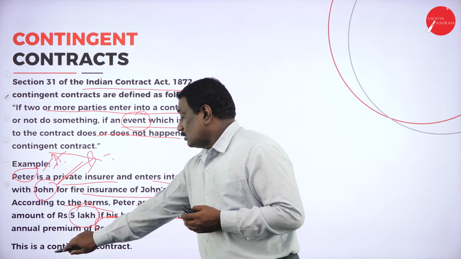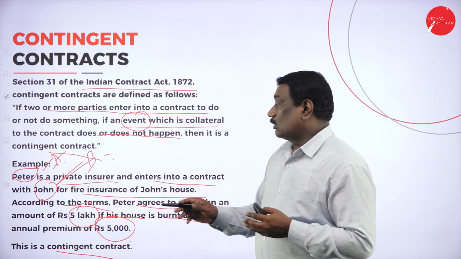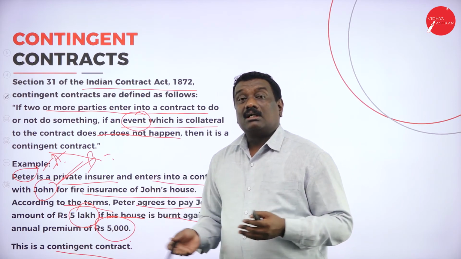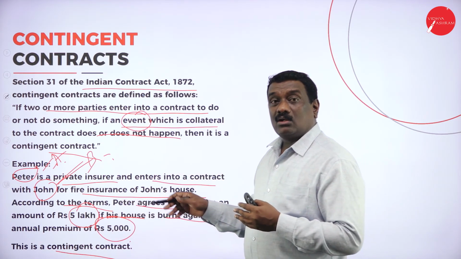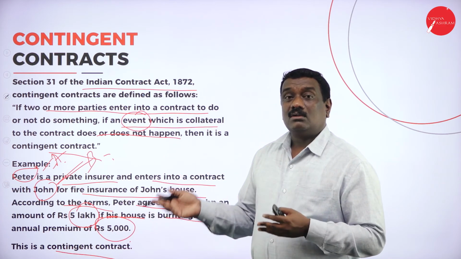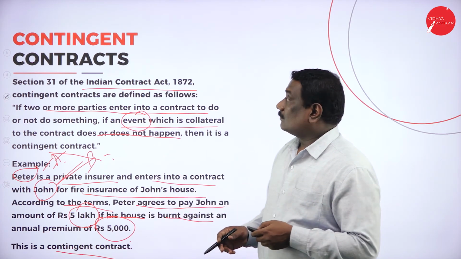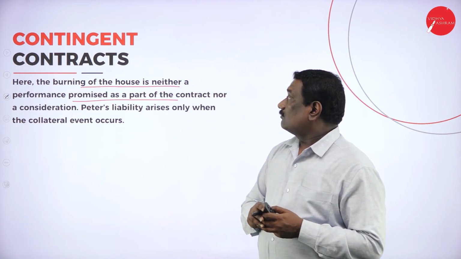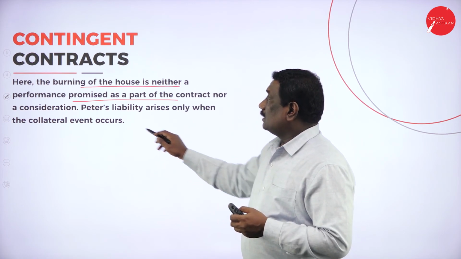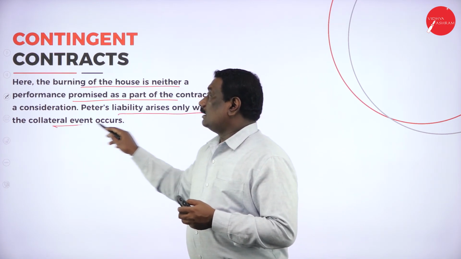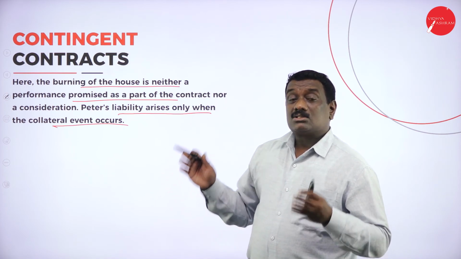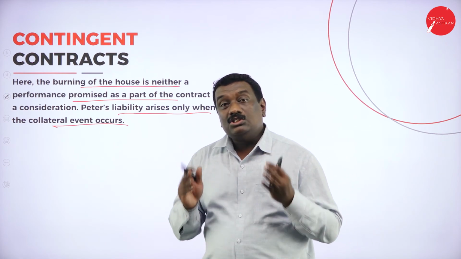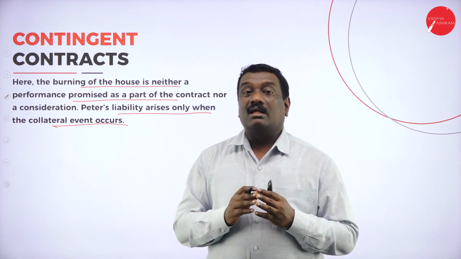So this is a contingent contract. Why do we call this a contingent contract? Because only on the happening of an event will the liability arise. The burning of the house is neither a performance promise as part of the contract nor a consideration, but Peter's liability arises only when the collateral event occurs. Peter's obligation will come into force only when John's house is burnt in fire.